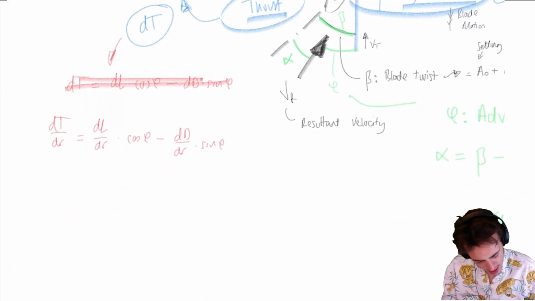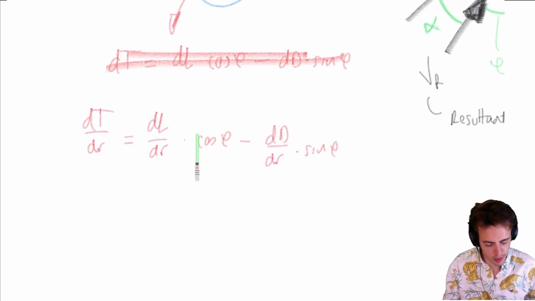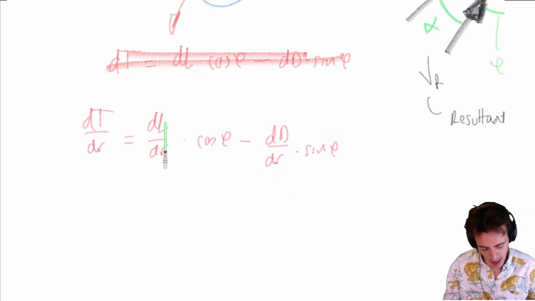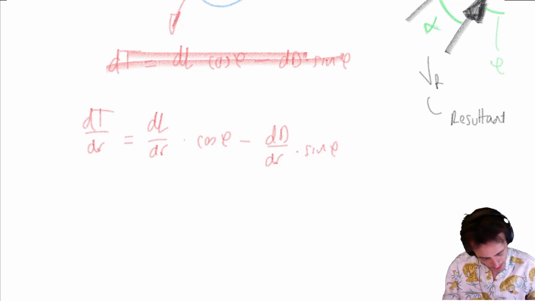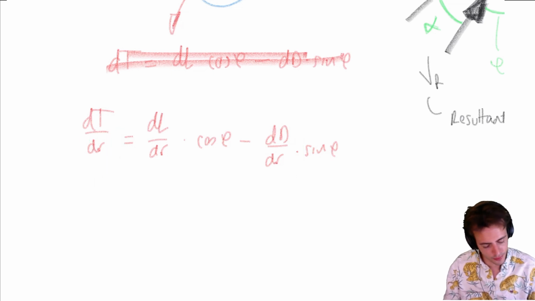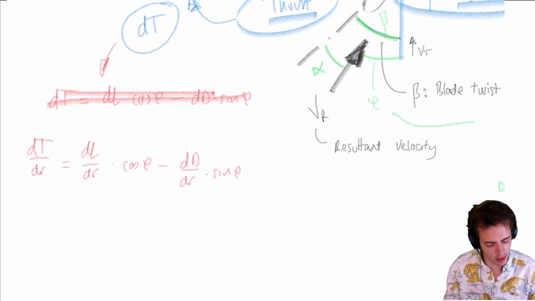So we see on this side, our lift is positive and mostly contributing towards thrust. Drag is reducing our total thrust produced. So for a propeller blade, we want it to have a high lift to drag ratio.